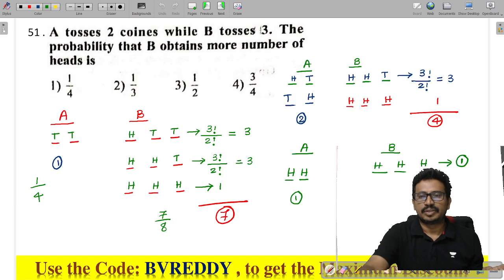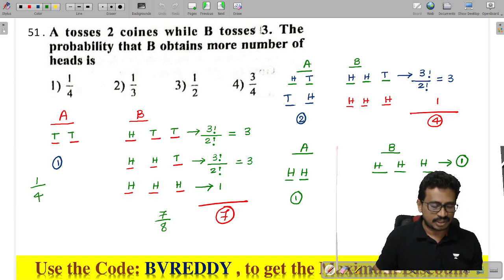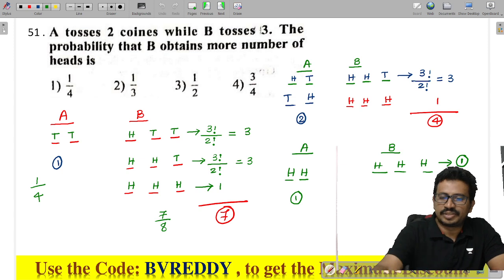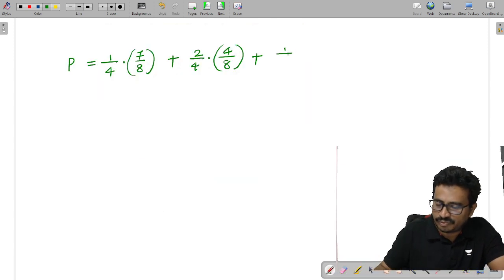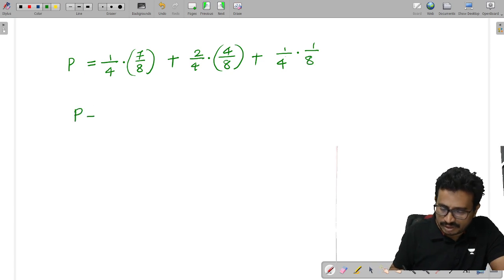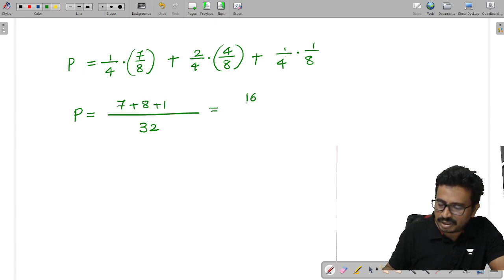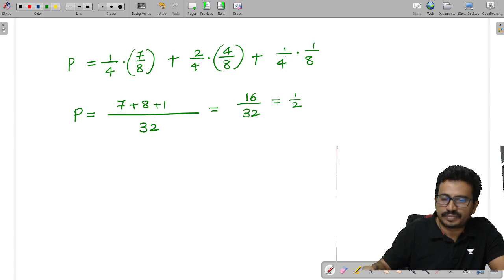Next, in these cases A got only 1 head. In these cases, you tell me now, that is 1 by 4. Sample space is 4 now. 1 by 4 into 1 by 8. Now let's simplify this. Denominator 32. So this is 7 plus 8 plus 1. That is 16 by 32, which is given as 1 by 2.